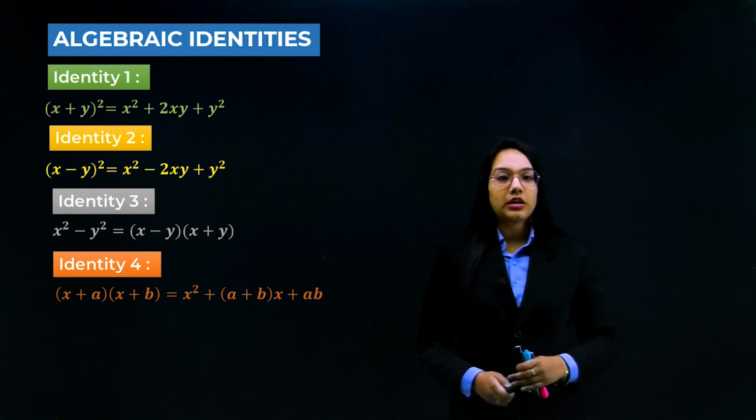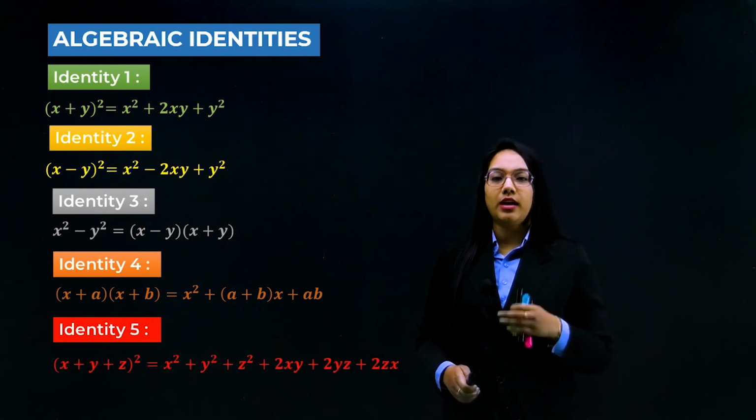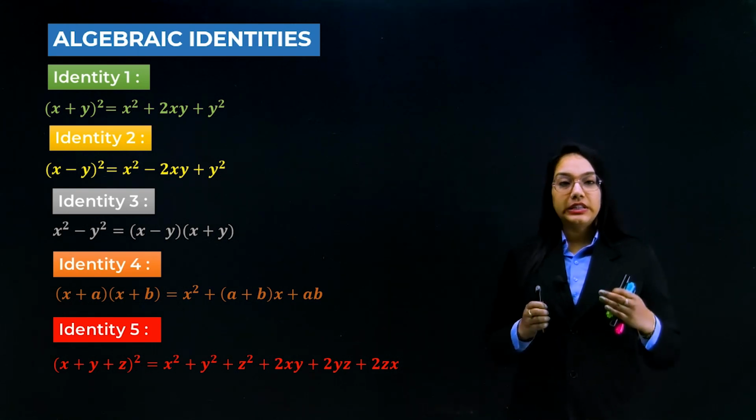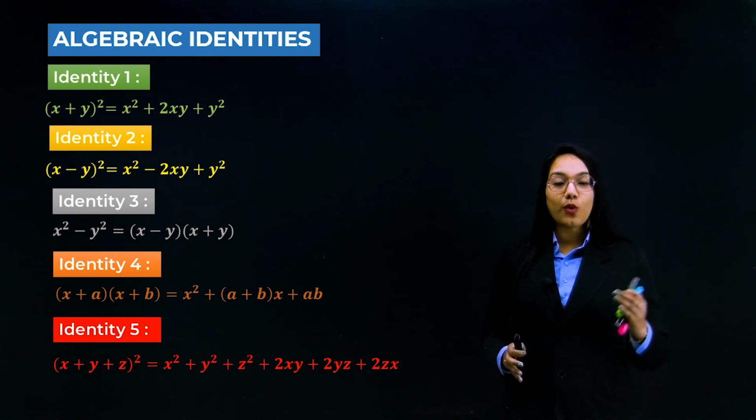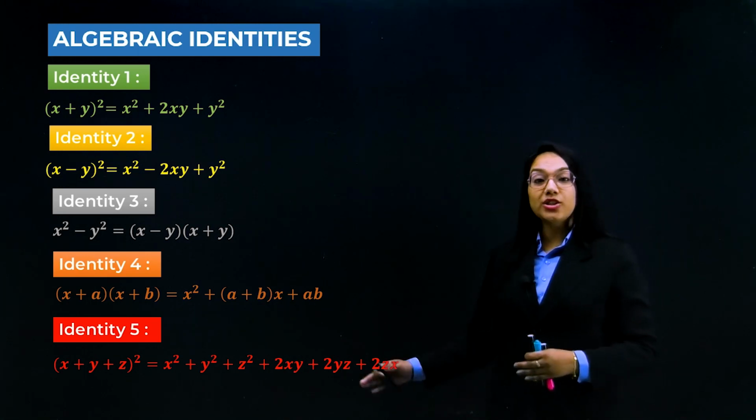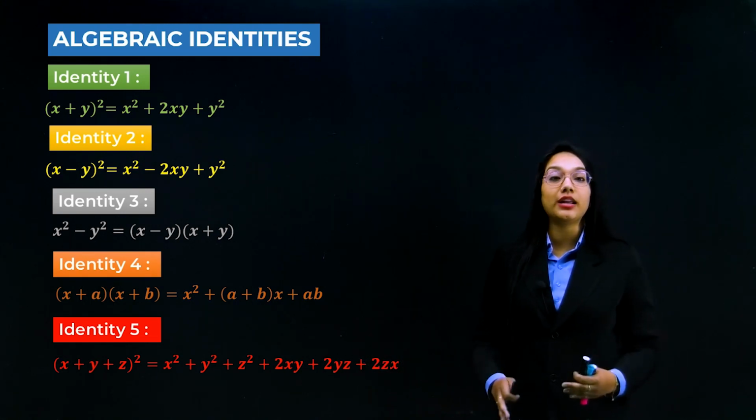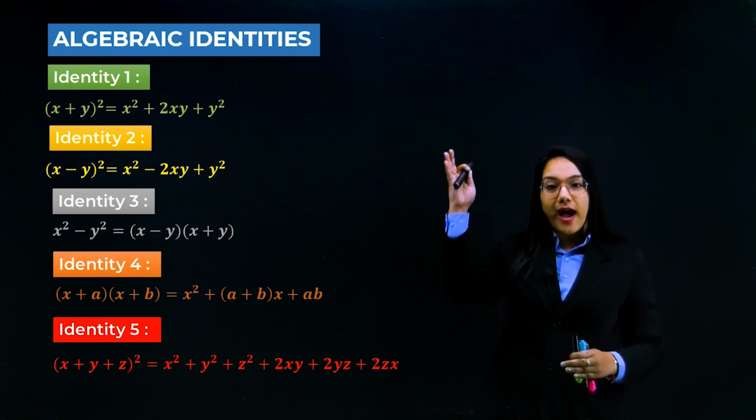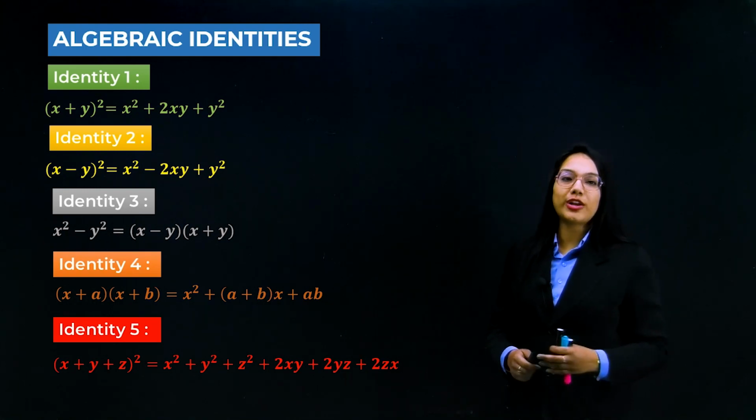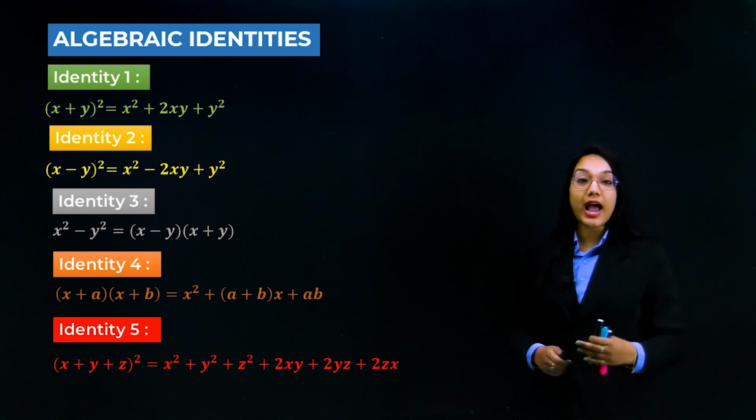Now let's talk about the fifth identity, which is (x plus y plus z) whole square. It means we have three terms inside the bracket and their whole square. We can expand it as x square plus y square plus z square plus 2xy plus 2yz plus 2zx. This is identity number 5. These five are really very important identities for doing further questions. So let's do some examples related to these identities.